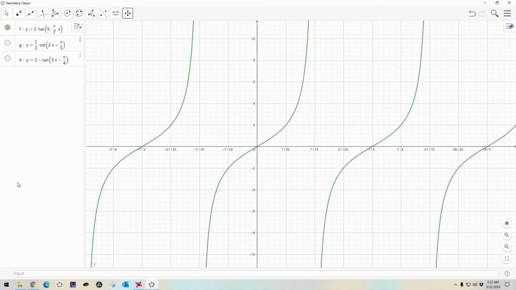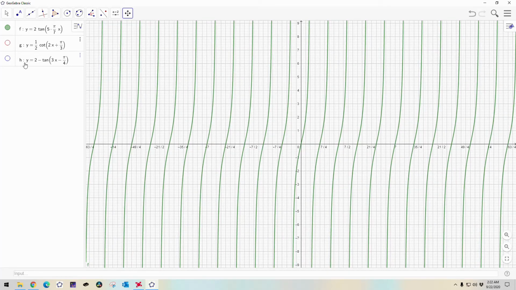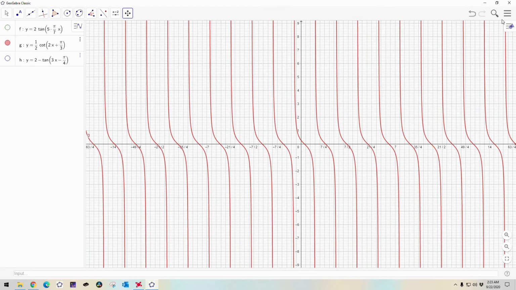So let's get a quick view of these 3 graphs. I have the 2 tangent 5 pi over 7x, which as you can see is already scaled on here for me. The asymptotes at negative 7/10 and positive 7/10 on the board were negative 14/20 and positive 14/20. Goes through the center, and as you can see, it hits that amplitude right at the quarter mark there, 7/20. It's the amplitude being 2. Okay. Next, let's go back to the standard view here and switch to the next one.